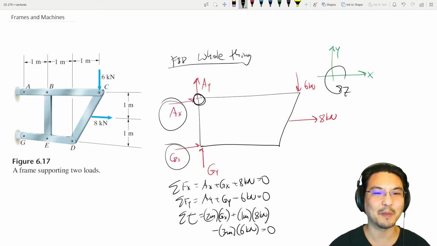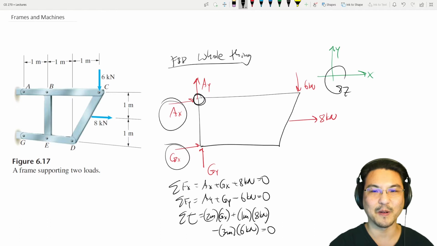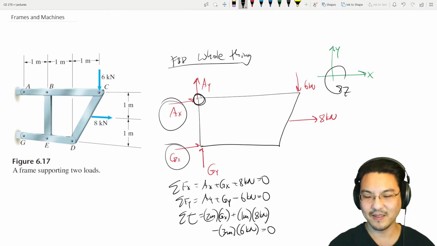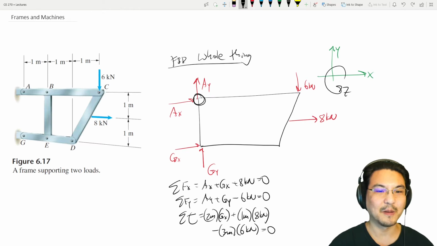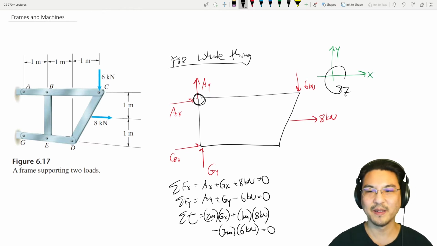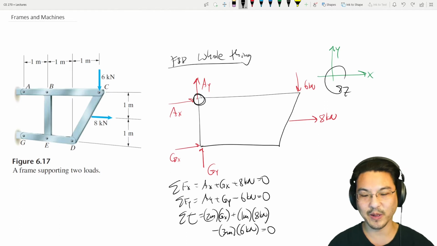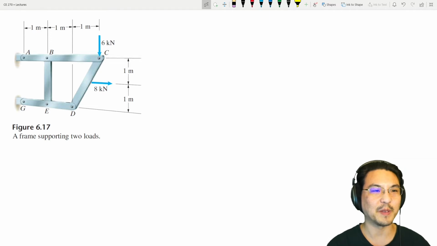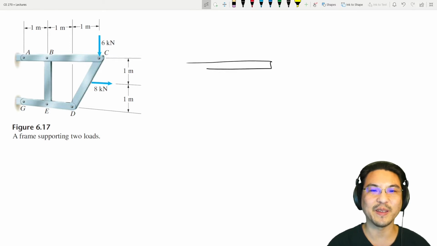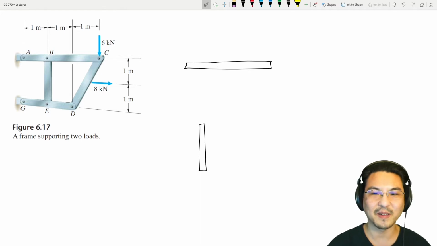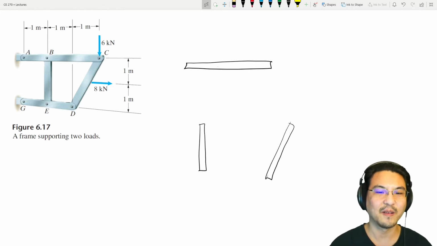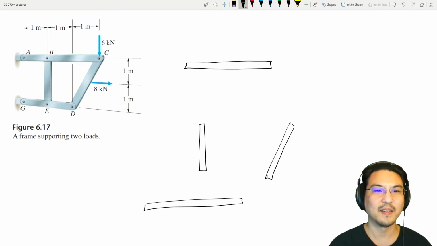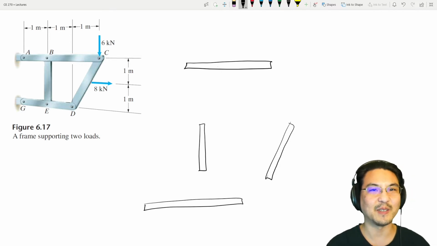So now the next step in the method is different from trusses. So what we do now is break it apart. So for the frame, break it apart. Okay, so this frame is made up of 4 members. So really, you just break it into its 4 constituent members. Like there are these 4. You just break it apart. And then you draw all the forces acting on each of these members.